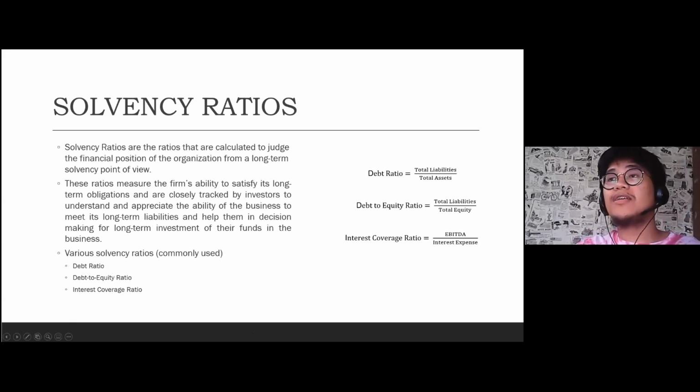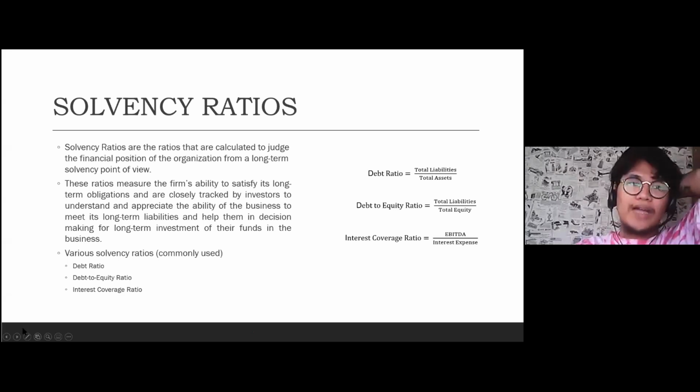So, ang ibig sabihin ng debt ratio, we are calculating what is the percentage of liabilities being used. This is the same as your leverage. Parang we are checking how much is the percentage of liabilities contributed in your business. And debt to equity ratio naman, it is calculated by dividing your total liabilities over your total equity.